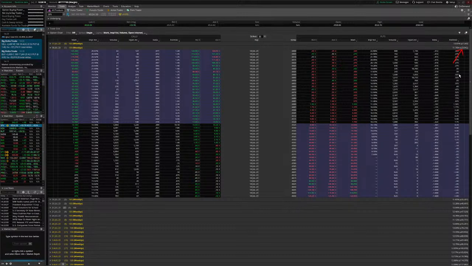And for ES, you can do the same thing. I'm showing here for SPX, but it is exactly the same for ES.